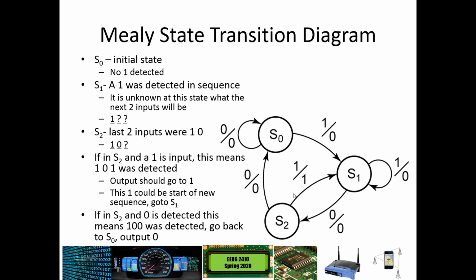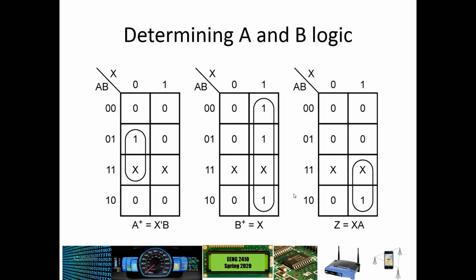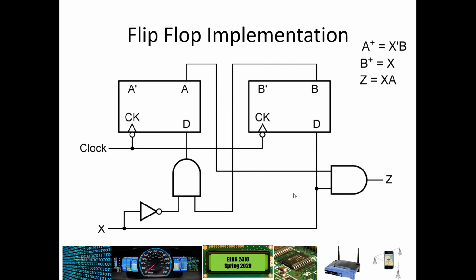Then what we're going to do is implement this using various other flip-flop logic. If you recall, in the previous lecture we derived D flip-flop logic. In this lecture we're going to get into T flip-flop, SR flip-flop, and JK flip-flop logic to realize this sequence detector. This was our previous binary state representation. We had 3 states and we had chosen this binary, and we had gone through and determined our logic for A plus, B plus, and Z, and we had implemented it as a D flip-flop.